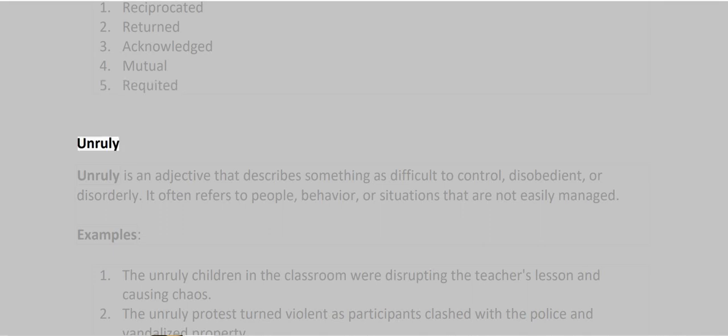Unruly. Unruly is an adjective that describes something as difficult to control, disobedient, or disorderly. It often refers to people, behavior, or situations that are not easily managed. Examples. 1. The unruly children in the classroom were disrupting the teacher's lesson and causing chaos. 2. The unruly protest turned violent as participants clashed with the police and vandalized property.